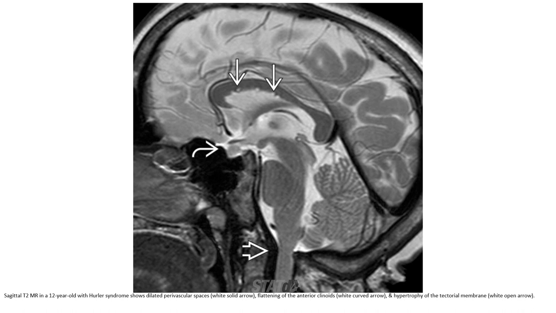T2 MRI in a 12-year-old with Hurler syndrome: dilated perivascular spaces, flattening of the anterior clinoid, and hypertrophy of the tectorial membrane.